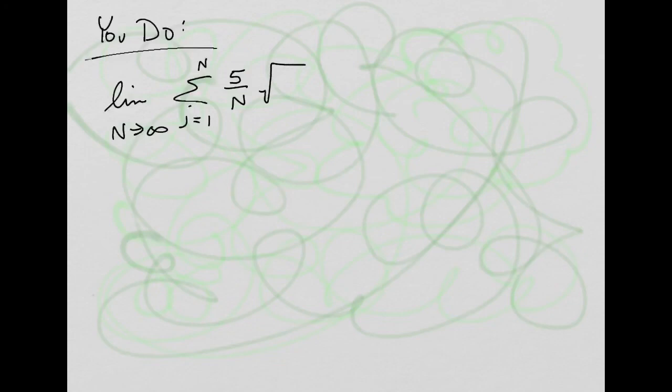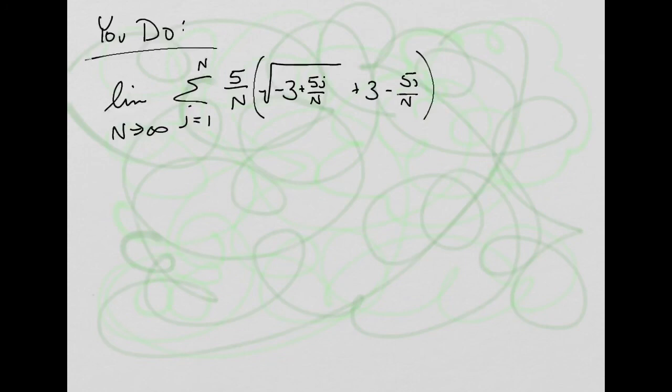I'm going to give you a couple like this, where you use that Riemann sum to solve. So let's do this guy. So the limit as n goes to infinity of the sum from j equals 1 to n of 5 over n times the square root of negative 3 plus 5j over n, minus, or plus, let's do plus 3 minus 5j over n.